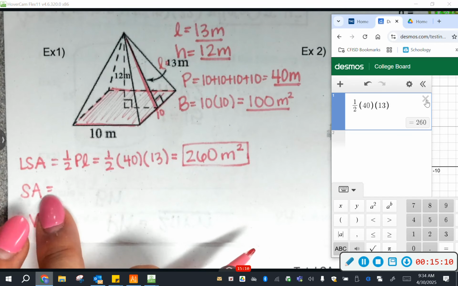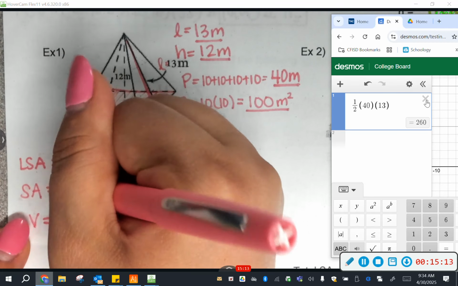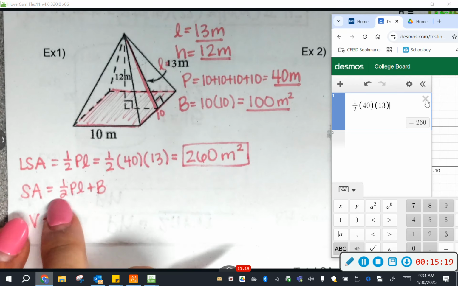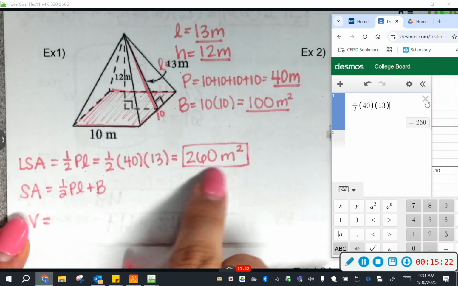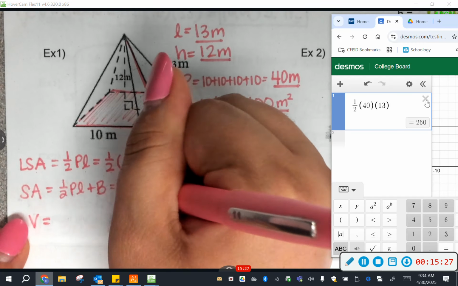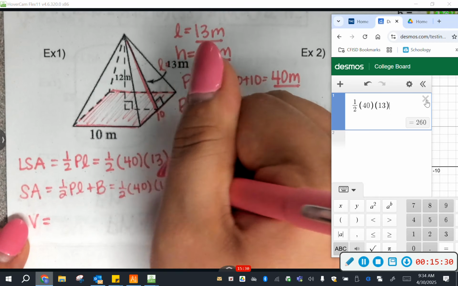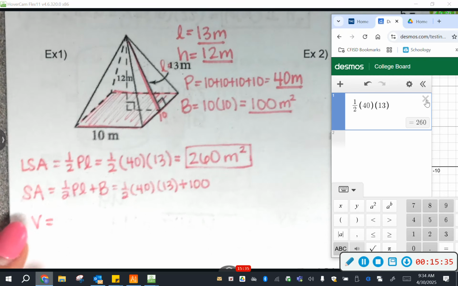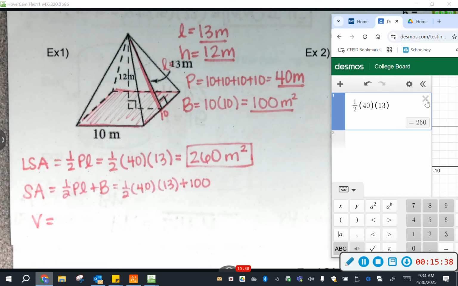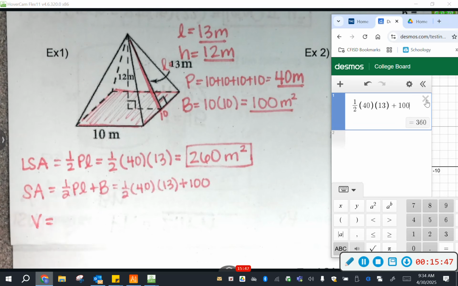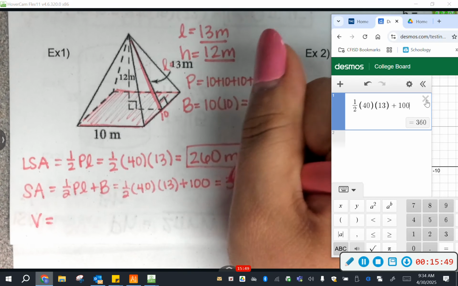What's my formula for total surface area? 1/2 PL plus B. Y'all, did we already figure out what 1/2 PL is? Yeah. So could you just write 260 plus the B? Sure. I'm going to plug it all in again, but you could just write 260 if you already know it. What was B? Thank you. What is 260 plus 100? And if you're not sure, just add the plus 100. It is 360.